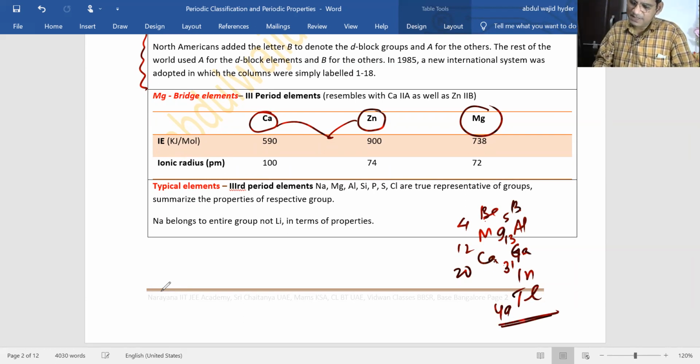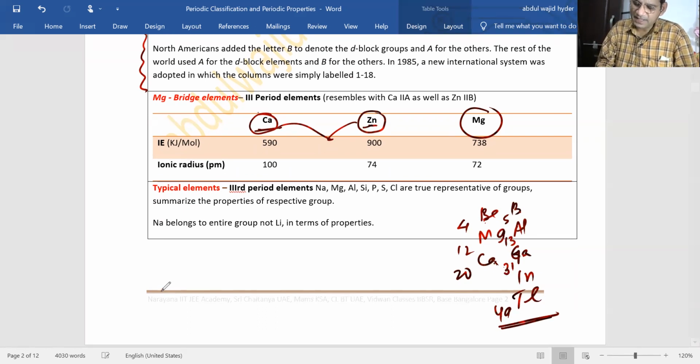The average of the properties of calcium and zinc. This is second A. This is second A. This is second A. And this is second B. So the average of the properties of the first and third element will be possessed by this one. Second A and second B group elements, their average in properties will be possessed by magnesium. This magnesium possesses properties between the properties of calcium and zinc.